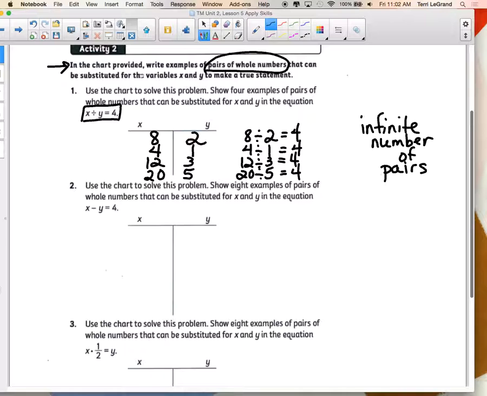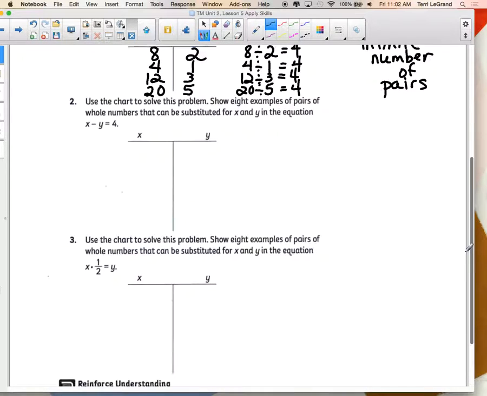Okay, let's move on to number 2, where it says use the chart to solve the problem, show 8 examples this time. Here's our equation. So we need the value for x that when you take away y, you're going to get the difference of 4. So Kira, what's the first one going to be?